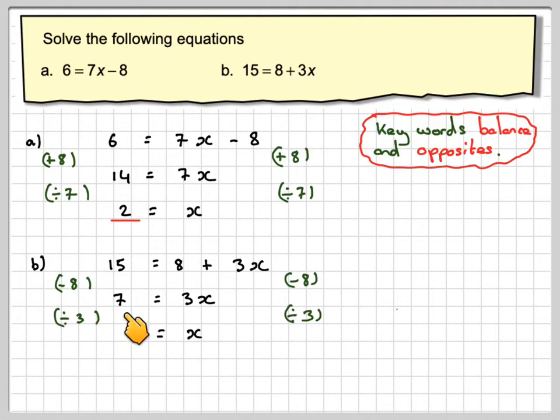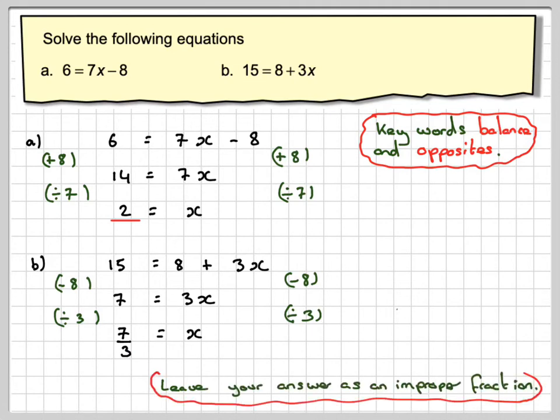Now 3 doesn't go into 7. So we just write our answer as an improper fraction of 7 over 3, and we leave it like that. So leave your answer as an improper fraction. It's okay to do that. So the final answer will be 7 over 3.